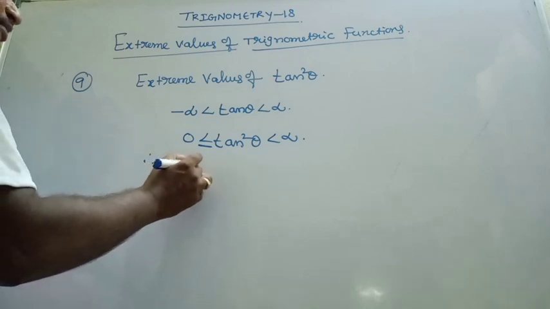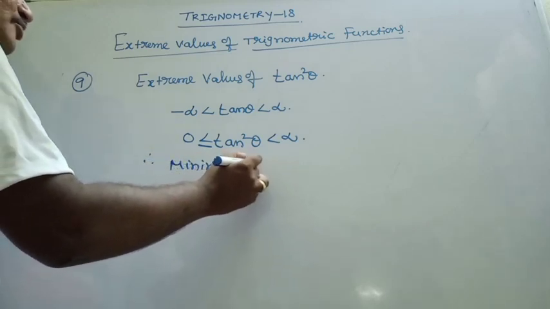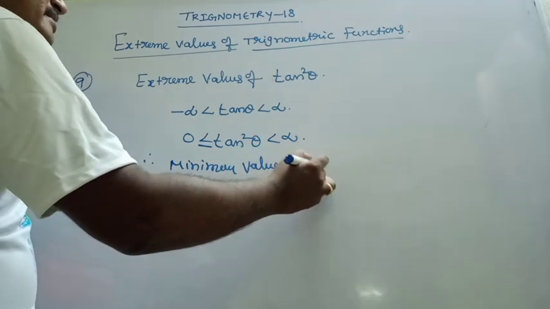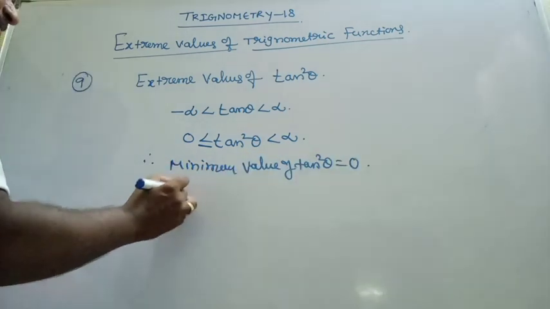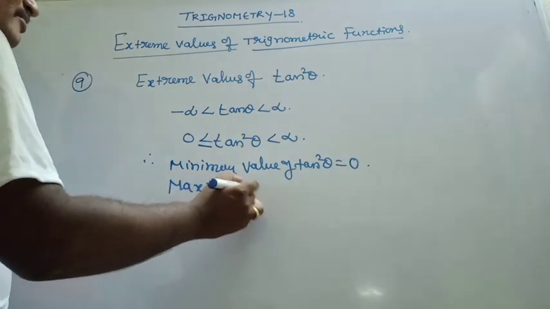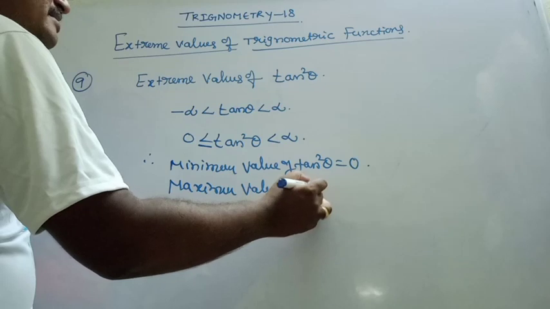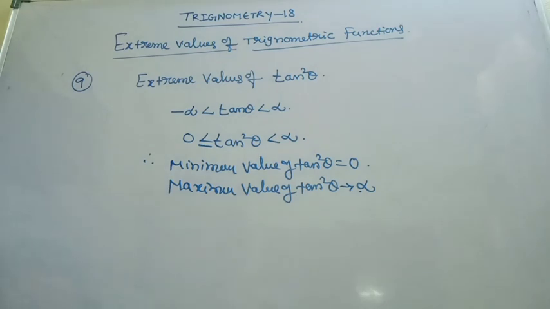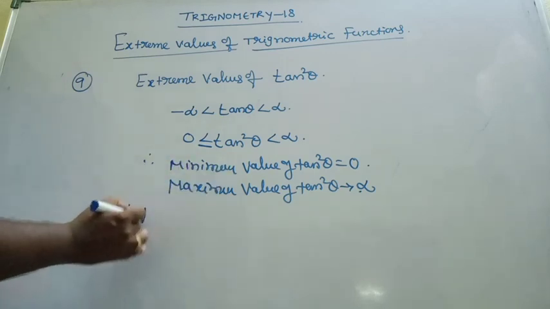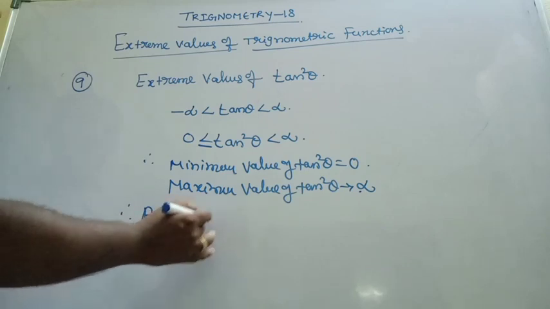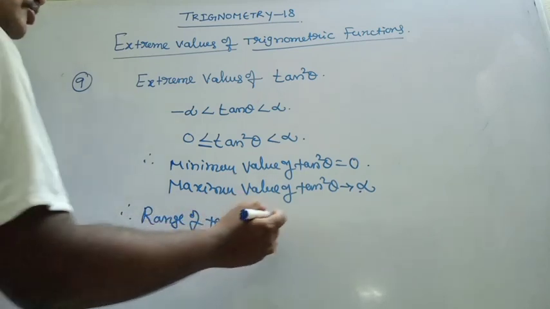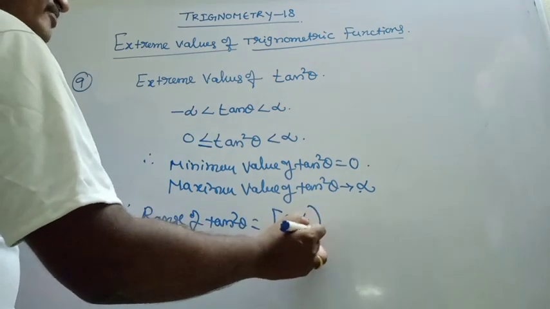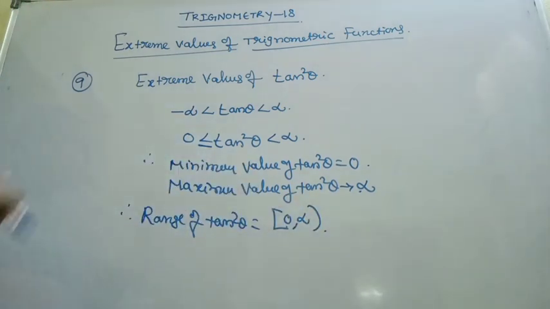Therefore, minimum value here, see here my dear students, minimum value of tan square theta is equal to 0 and the maximum value of tan square theta is nearer to infinity. This will be nearer to infinity, is equal to infinity. That means it is not defined but it is nearer to infinity, right? Like this we are having the extreme values. Therefore, the range of tan square theta is equal to closed interval 0 to infinity, that means open interval at infinity. Like this we will be getting.